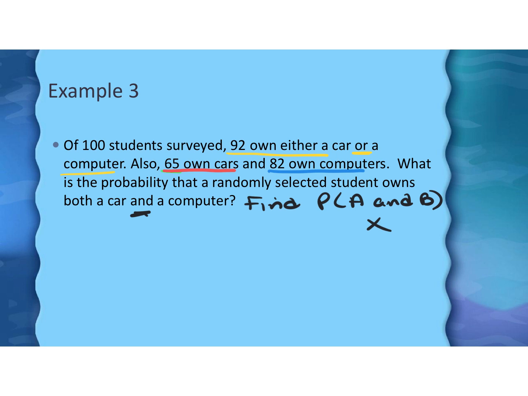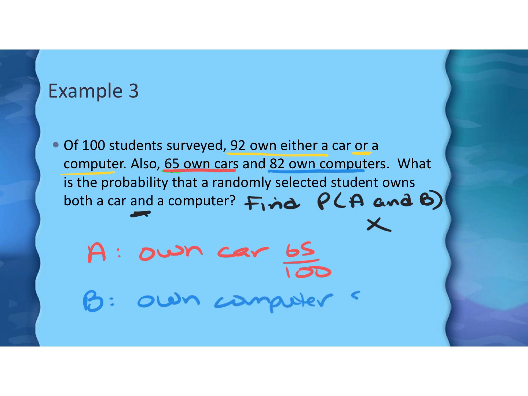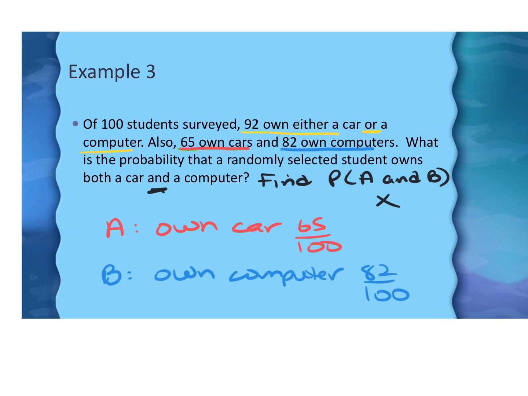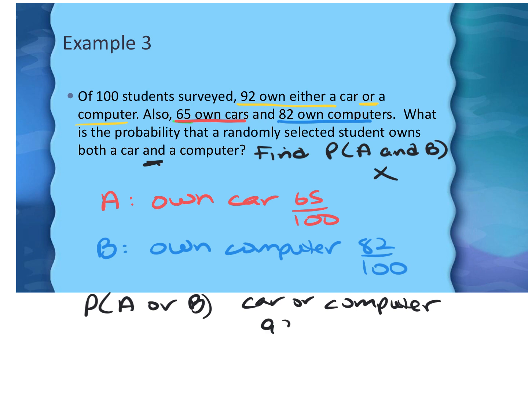So my event A is going to be owning a car. And that's 65 over 100. My event B is going to be owning a computer. And that's going to be 82 over 100. And then I also have the or. So that was the beginning part. So probability of A or B, that is owning a car or computer. And that was the 92 over 100.